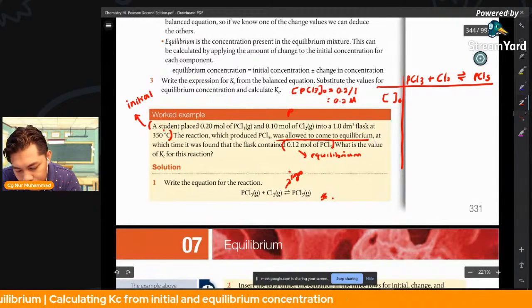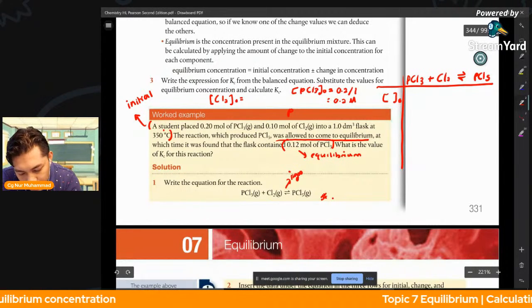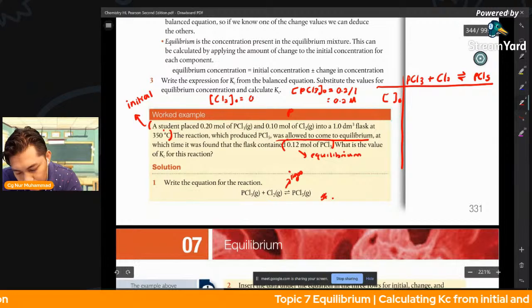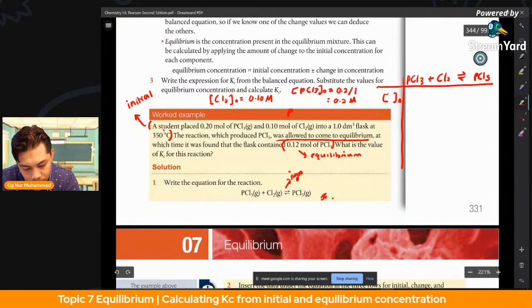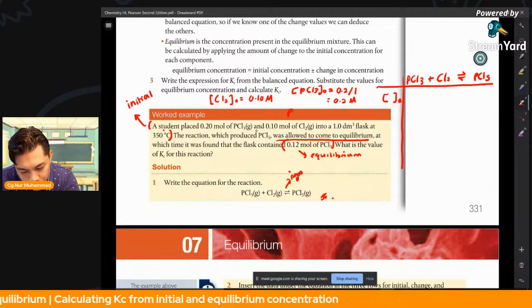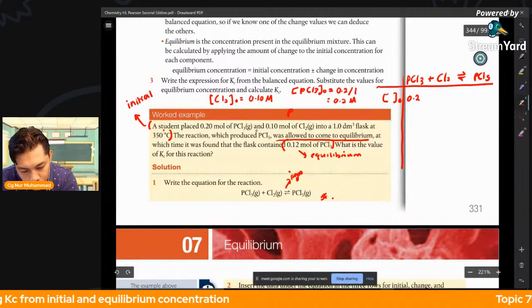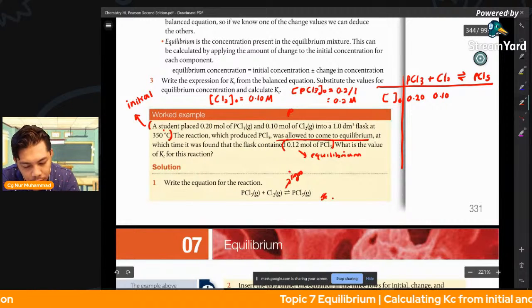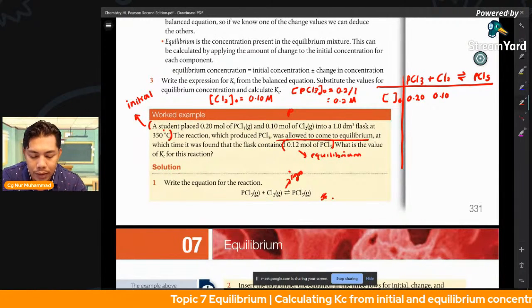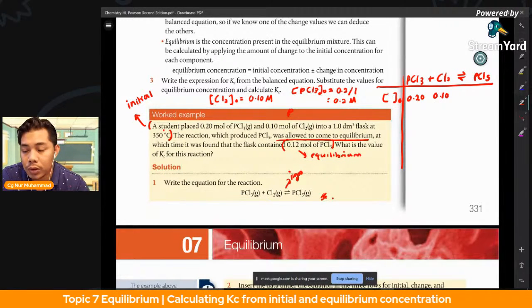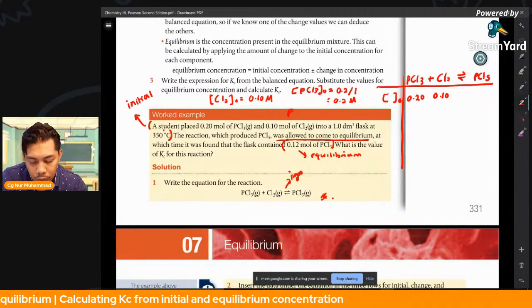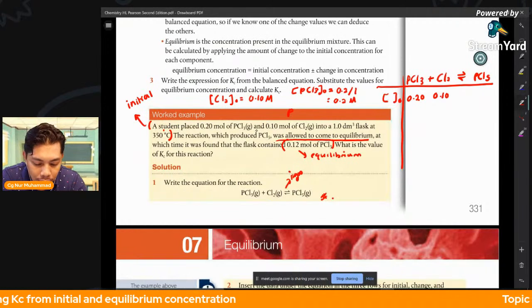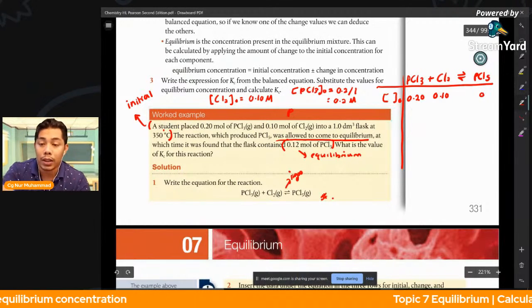Cl2 pula, initial concentration for Cl2 equal to mana ni? 0.10 molar. Okay, so tulis kat sini bawah ni, initial 0.2, Cl2 0.10. Okay, this is initial, class. So when I said initial, meaning that this is before chemical reaction. So before chemical reaction, okay, the product is 0. Maksudnya produk tak dihasilkan lagi.